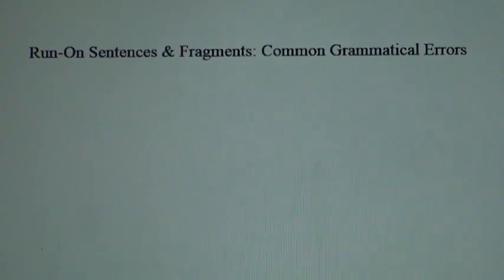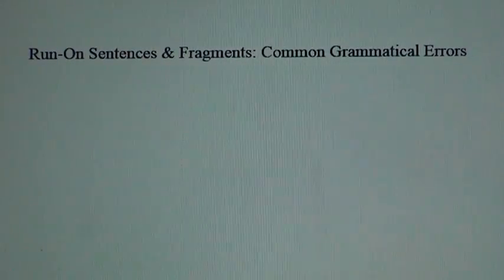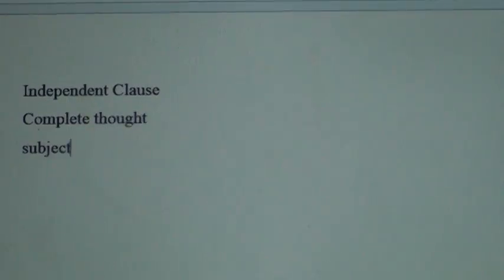In this video, we are going to discuss two common grammatical errors, the run-on sentence and the fragment. Before we can learn how to identify and correct these mistakes, we first need to understand what an independent clause is. An independent clause is a sentence that expresses one complete thought and contains a subject and a verb.